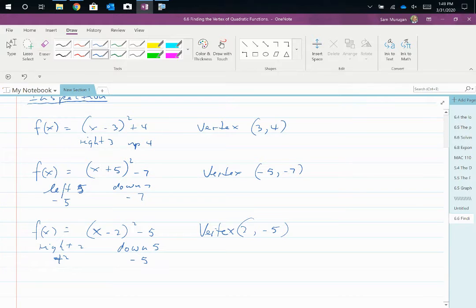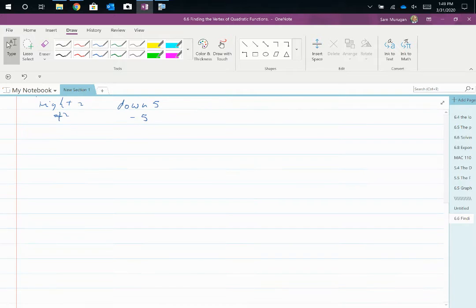That's if the graph is in the form where we can inspect it and find the vertex. Okay, if it looks like this form, where it shows the left or right shift and the up and down shift. Now, if the graph is not in that form, we use a formula.